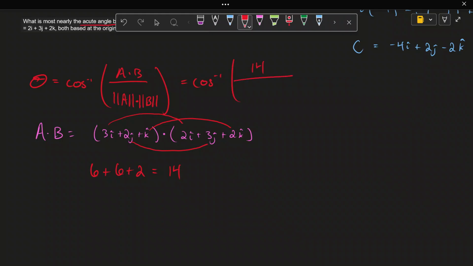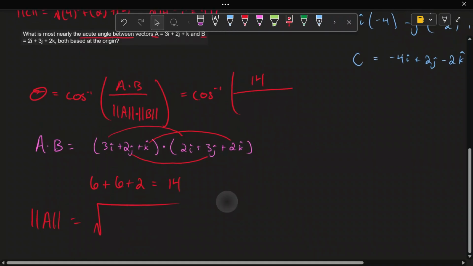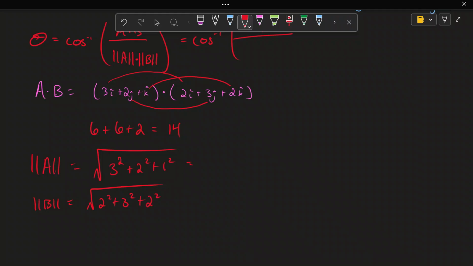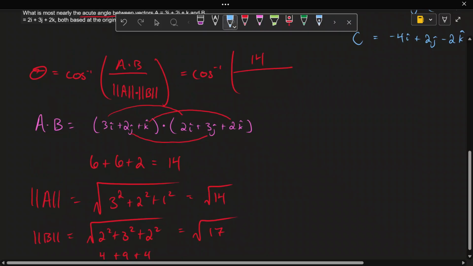Cosine inverse 14 divided by, now the norm of A is equal to, well, what is A? A is 3, oh, it's right here, okay. So we have the square root of 3 squared plus 2 squared plus 1 squared. And then for B, we have the square root of 2 squared plus 3 squared plus 2 squared. Okay, square root of 9 plus 4 plus 1 is square root of 14. This next one is the square root of 4 plus 9 plus 4, 8 plus 9, 17. Okay, so the denominator will be square root of 14 times square root of 17.